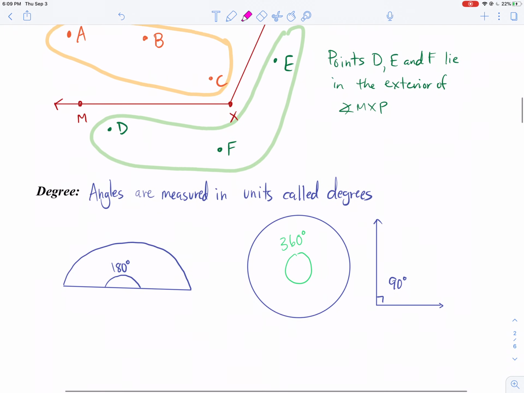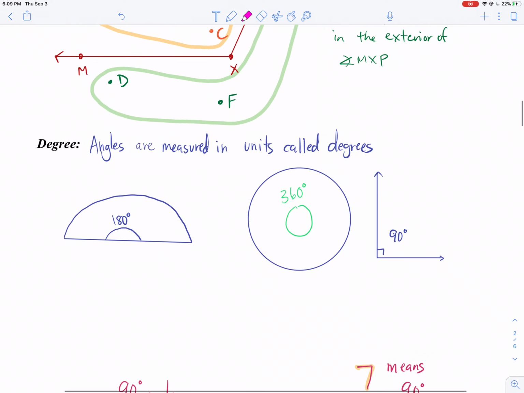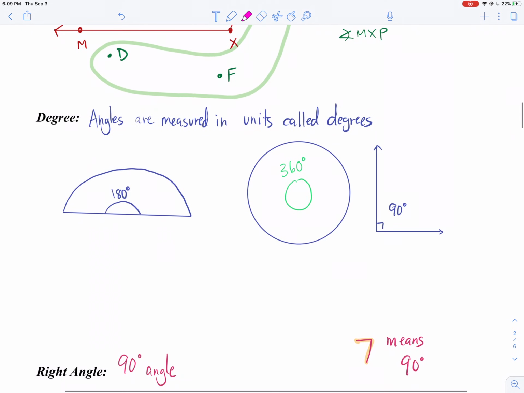Okay, when we talk about degrees, angles are just measured in units called degrees. If I have a semicircle, so half of that circle, or if I have a straight line, like when I have opposite rays, it's going to equal 180 degrees. If I talk about a whole circle, and I'm going completely around in one rotation, it's going to be 360. And then when I have one where it has our little box, we're going to have 90 degrees.